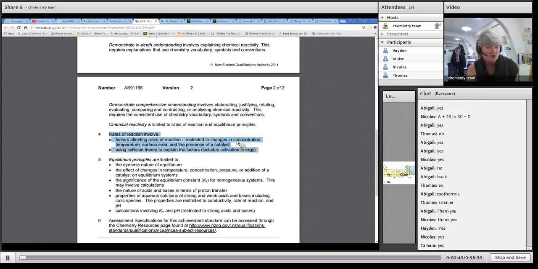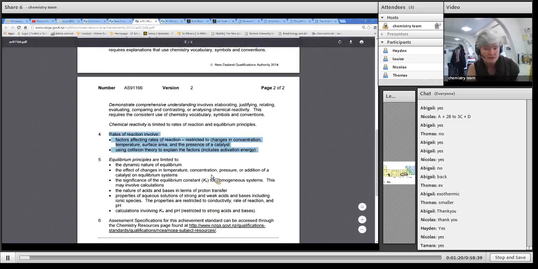So what happens when I change my concentration? What happens when I change my temperature, my surface area, and add a catalyst? You need to be able to explain all of those specific to any given reaction. In other words, don't talk about surface area when you get given a gas, or don't talk about concentration when the reactant is a solid. Don't just parrot learn it. Look at what you've got and the states they're in, and then build up your argument.